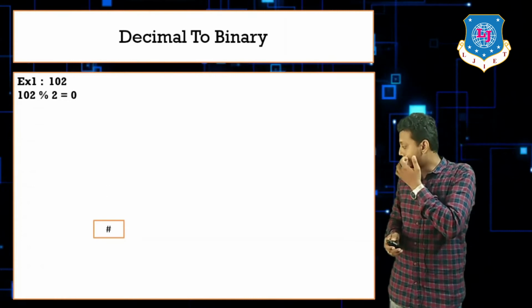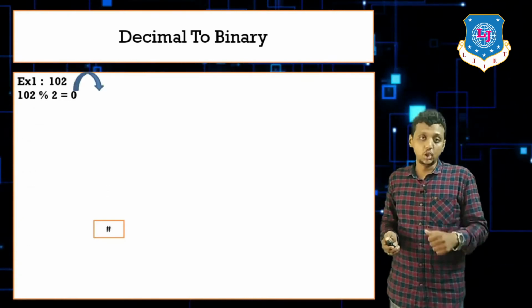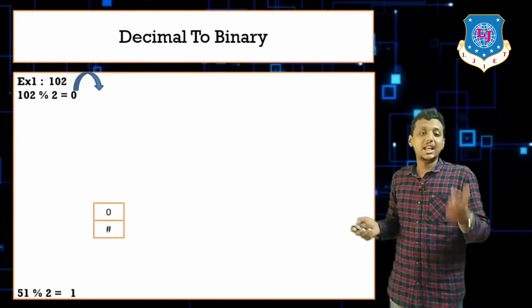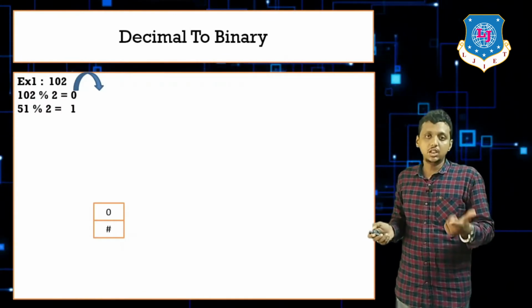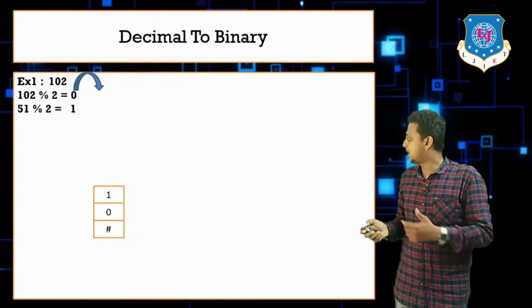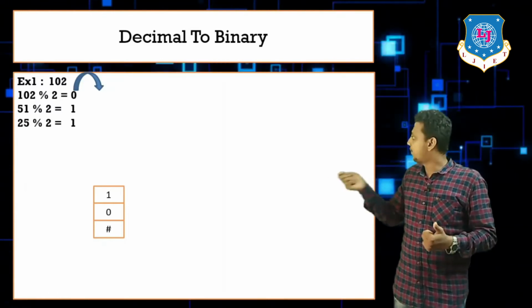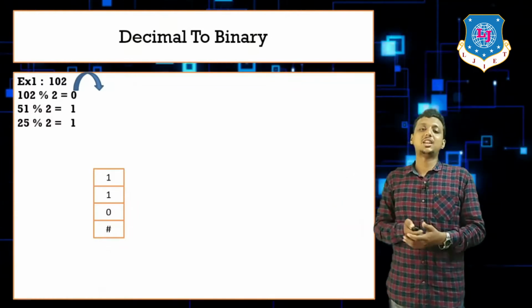First we have 102. 102 modulo 2 becomes, sorry, 0. So we just need to push it inside the stack, that becomes 0. Next we have 51. So 51 modulo 2 becomes 1. Push inside the stack again, it becomes 1. Next, students, we have 25. So 25 modulo 2 returns 1. Push inside the stack, it is again 1.